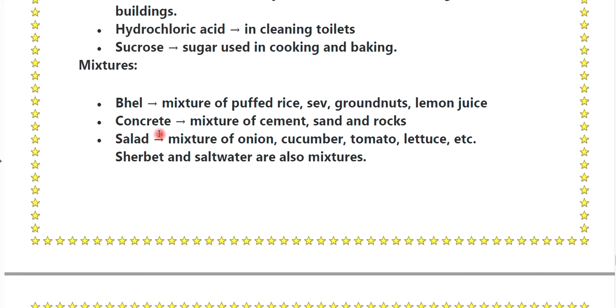Mixtures: bhel, a mixture of puffed rice, sev, groundnuts, lemon juice. Concrete, a mixture of cement, sand and rocks. Salad, a mixture of onion, cucumber, tomato, lettuce, etc. Sherbet and salt water are also mixtures.